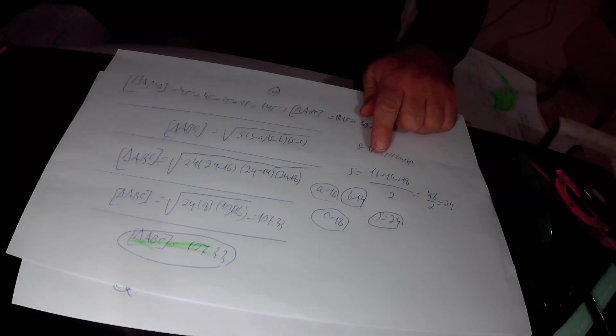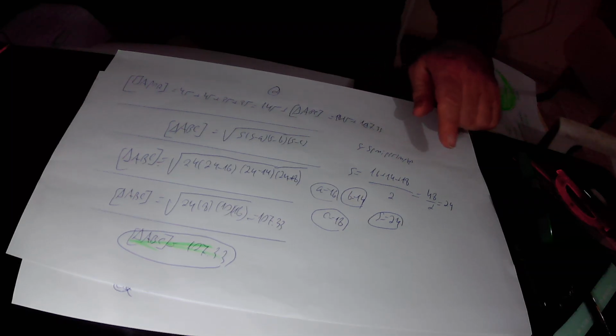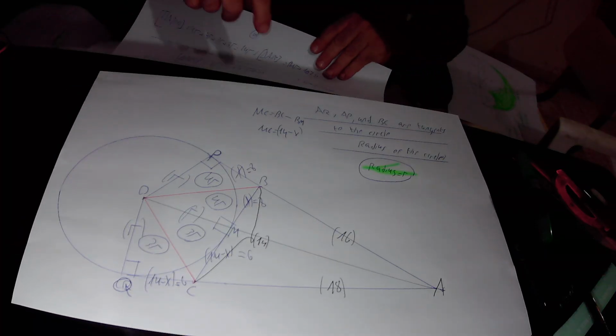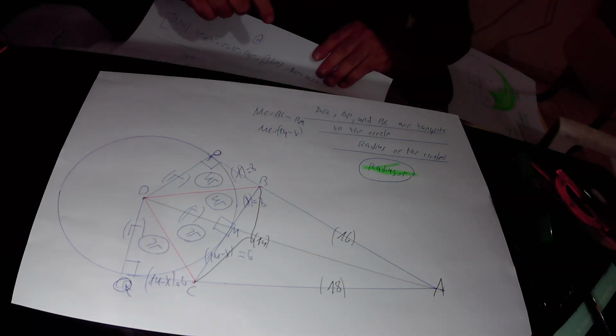Okay, so in total, the semi-perimeter of triangle ABC equals the sum of its 3 side lengths over 2, that is 16 plus 14 plus 18 over 2. 16 plus 14 is 30, and 30 plus 18 is 48, over 2. 48 over 2 is 24. So we found out that the semi-perimeter of triangle ABC equals 24 units in length.